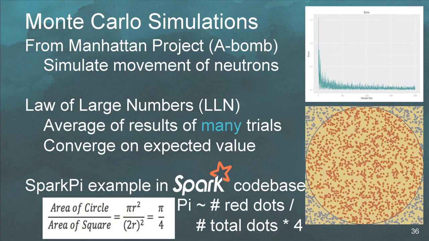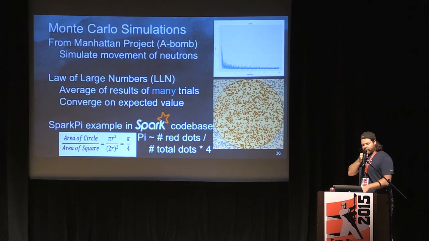Something interesting, which I didn't realize until I first ran this Spark Pi example. This is actually in the Spark code base. They have this example that estimates pi, and I couldn't figure out why they chose this as a valid example, what's the benefit here. But basically it's a form of a Monte Carlo simulation, which was used back for the atomic bomb from the old Manhattan Project.